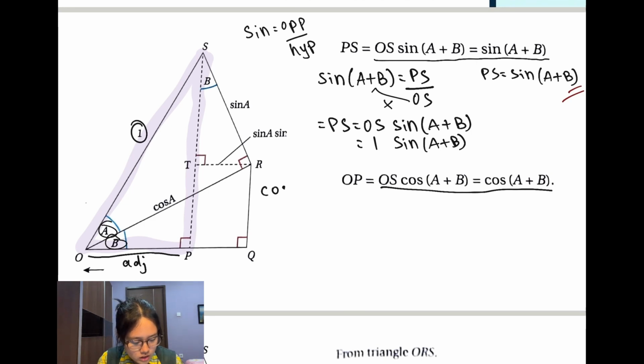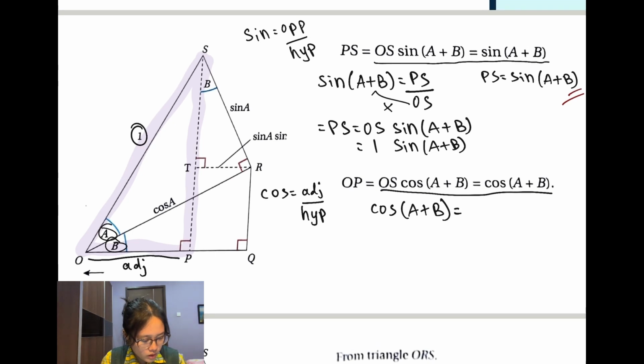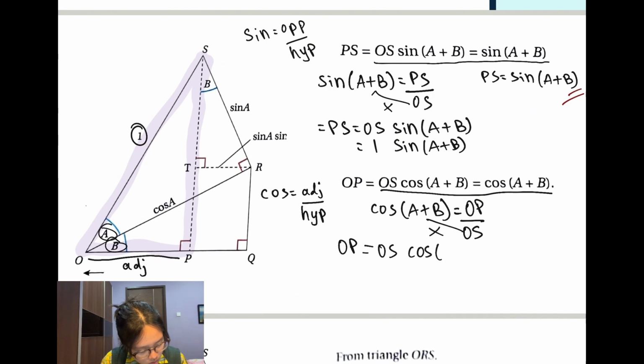since cos is adjacent over hypotenuse. So we're going to write cos, the angle of the triangle is A plus B. So cos(A plus B) equals, the adjacent is OP, over, the hypotenuse is also again OS, so we can just multiply them like this. So it will become OP equals OS cos(A plus B). And again, OS is 1, so 1 cos(A plus B). So we could write that OP is cos(A plus B).